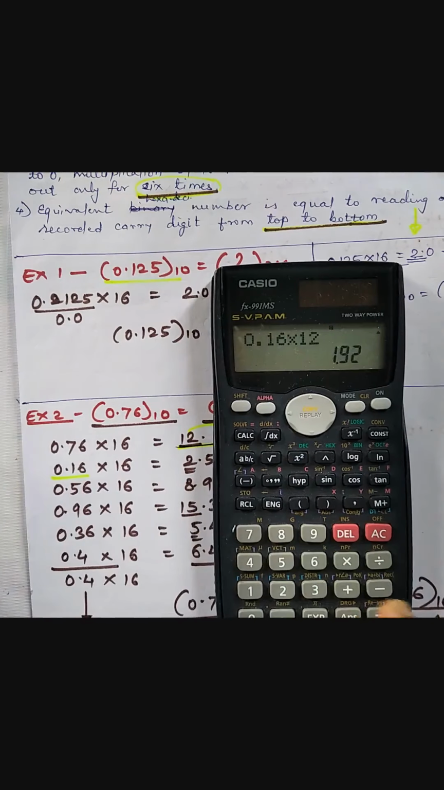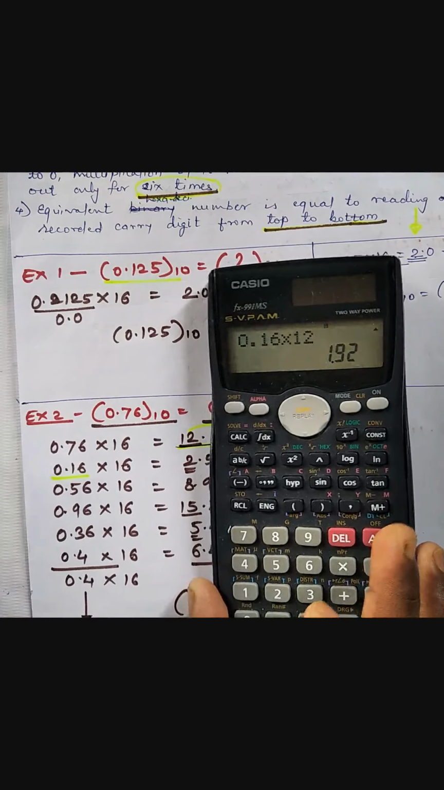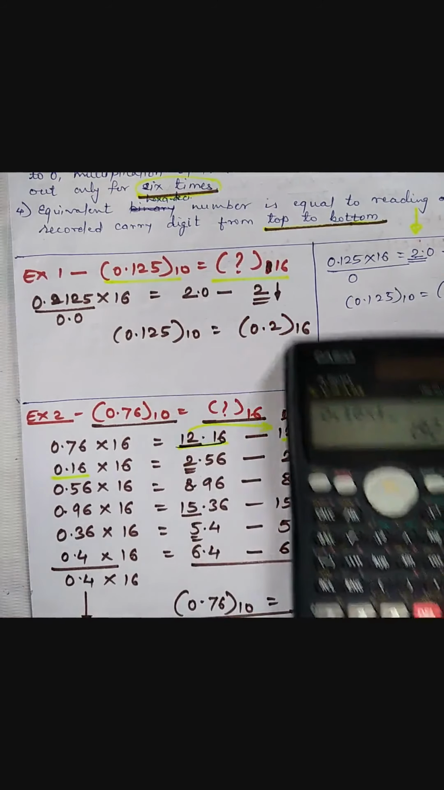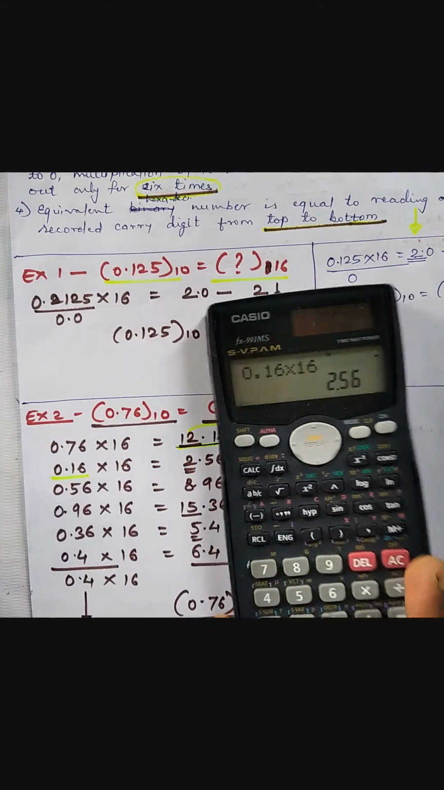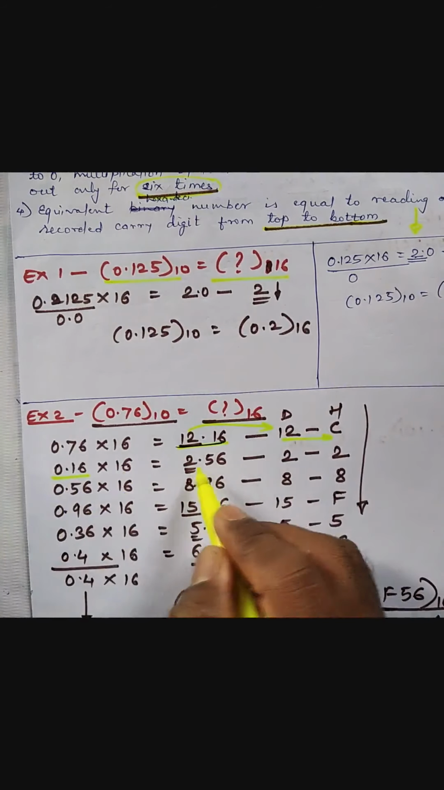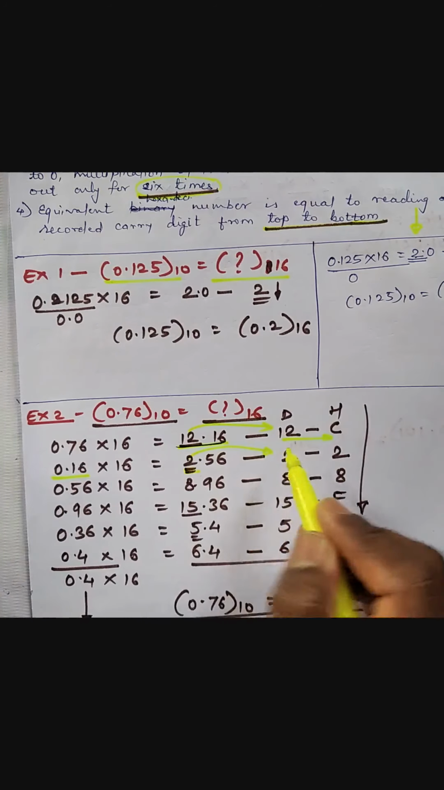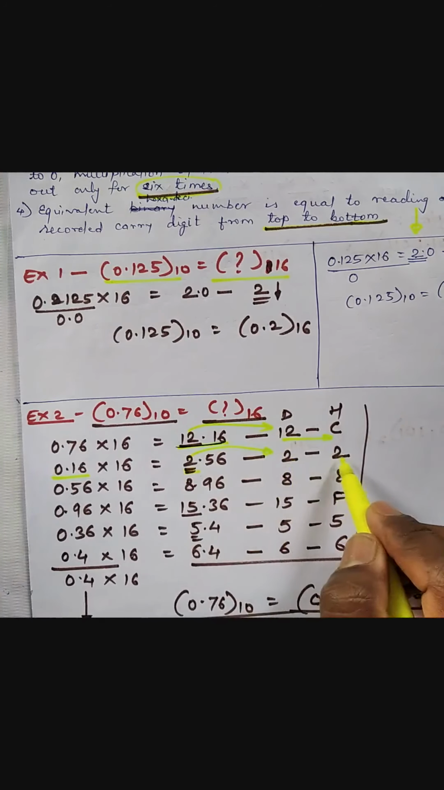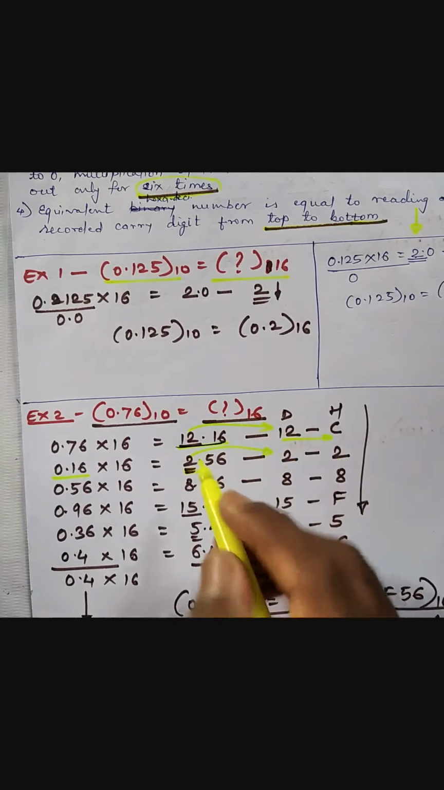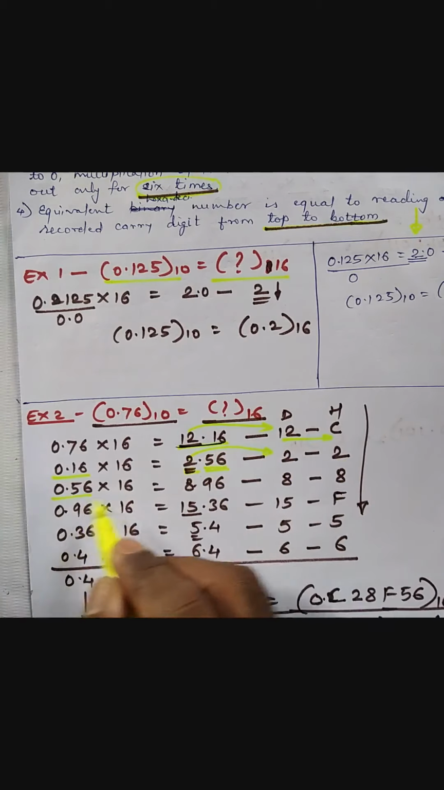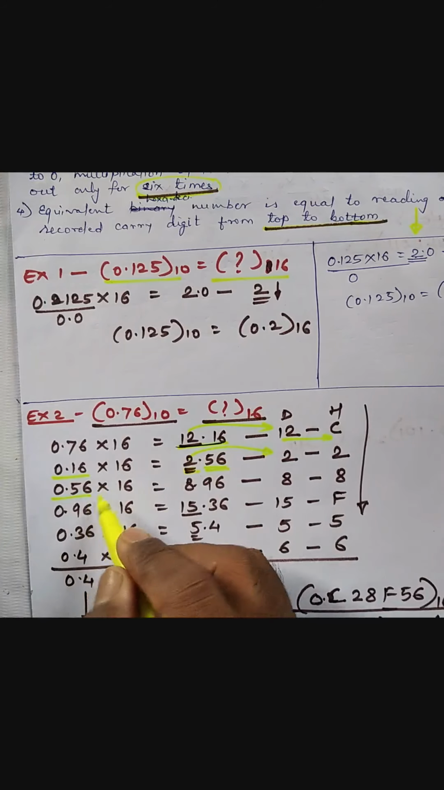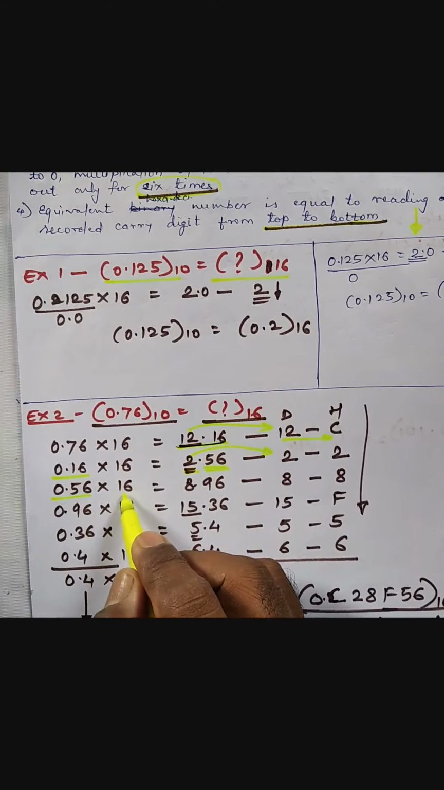Now 0.16 into 16 is 2.56. Taking this 2, 2 in decimal is equal to 2 in hexadecimal. Now taking this 0.56 for the next iteration and multiplying it by 16.